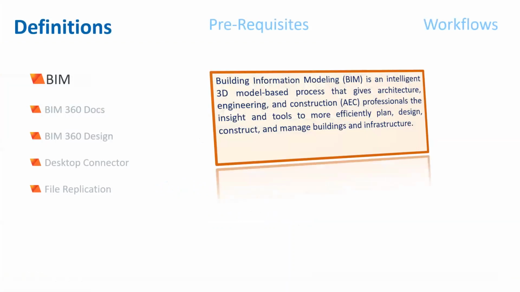And so my first slide here is just definitions of the various pieces that you're going to need to run this. And so what is BIM really? It's an intelligent 3D model-based process that gives architecture, engineering, and construction professionals the insight. Basically what this all means is BIM is building information modeling, and it's a system of techniques and software that you use to essentially get a project completed.